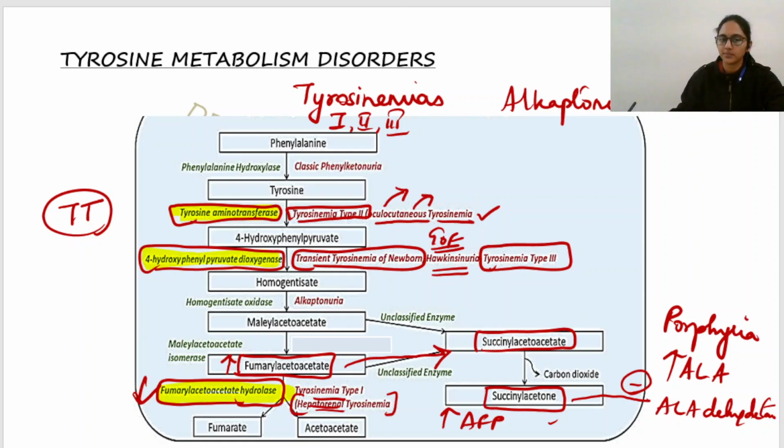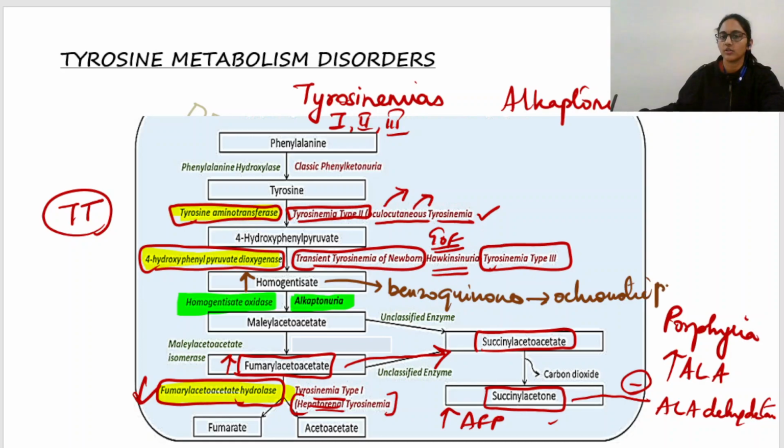Now what is alkaptonuria? Alkaptonuria is due to deficiency of homogentisate oxidase. That will lead on to excessive accumulation of homogentisic acid in the circulation. That can get oxidized to benzoquinone acetate on exposure to air. That is nothing but your ochronotic pigment.